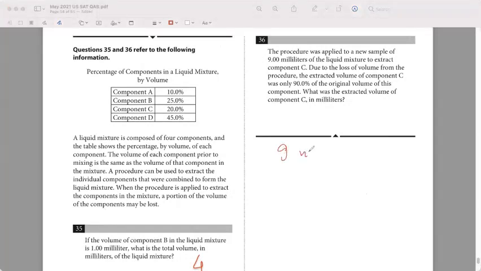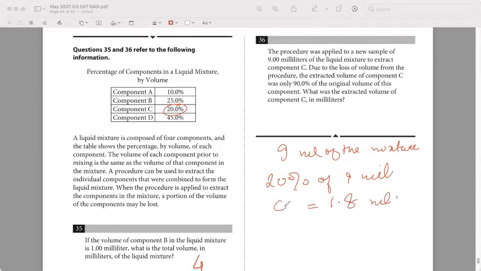Okay, so there was 9 milliliters of the mixture, right? So how much component C was there? 20% of 9 milliliters, which is 1.8 milliliters, right? So there was 1.8 milliliters of component C. But because of the procedure, only 90% could be retained. So the retained amount would be 90% of 1.8.